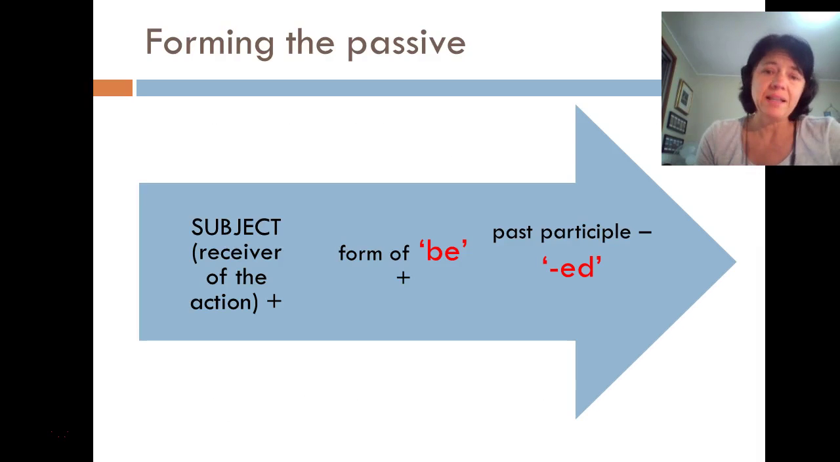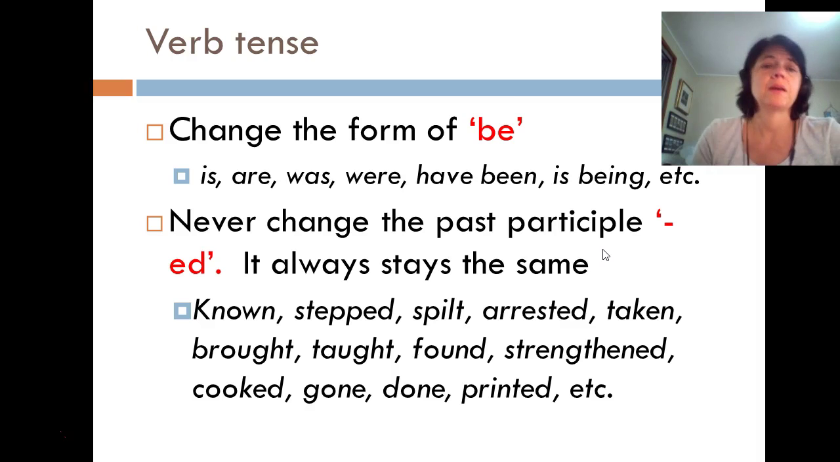How do we form the passive? Well, after the subject of the sentence, you need a form of be. Is, are, was, were, being, has been, plus ed, or the past participle. The form of be plus the past participle. You change the form of be, but you never change the past participle. It always stays the same. Do you know your past participles?